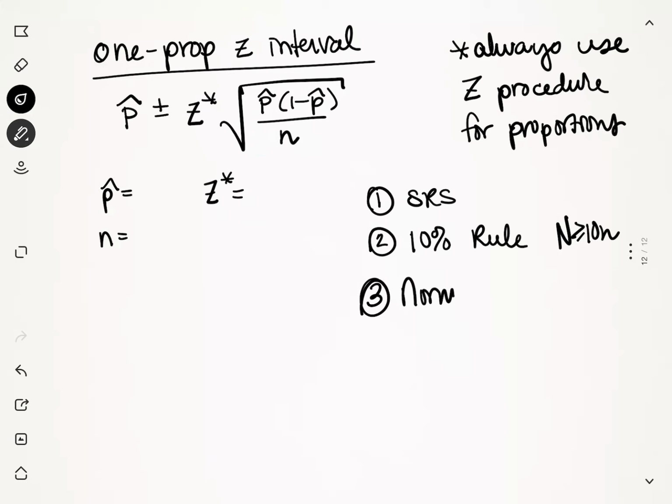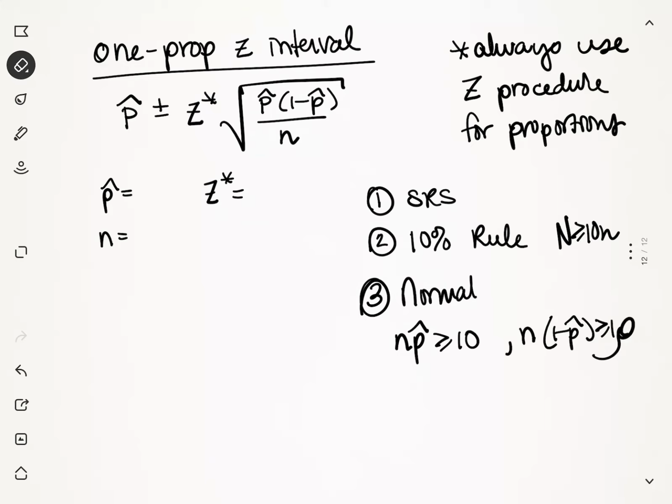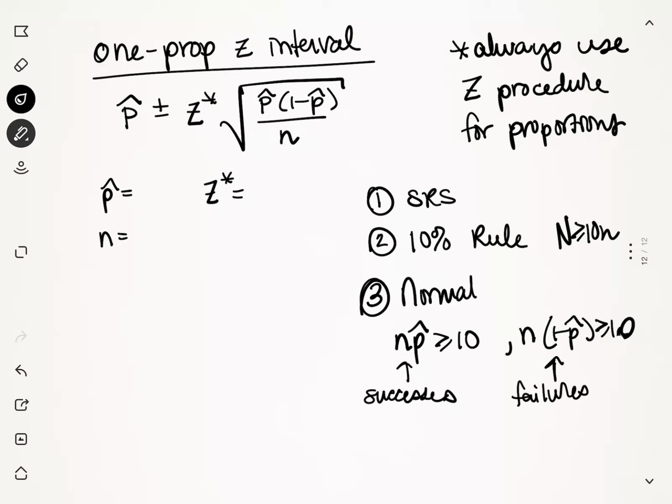So for normality, we need to show that n times p hat is greater than or equal to 10 and n times 1 minus p hat is greater than or equal to 10. Okay? So this is your successes, right? And then this is our failures, the number of failures. So we either do have enough successes and failures to assume normality, or we don't have enough successes and failures to assume normality.